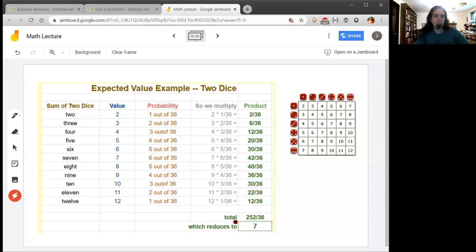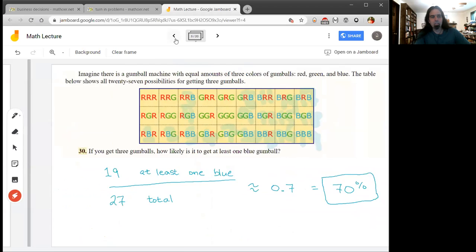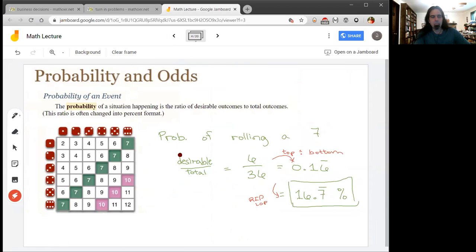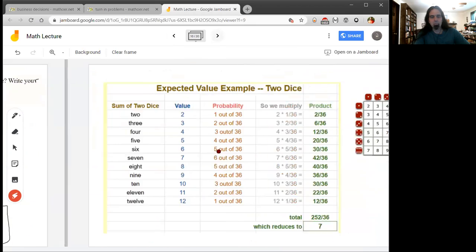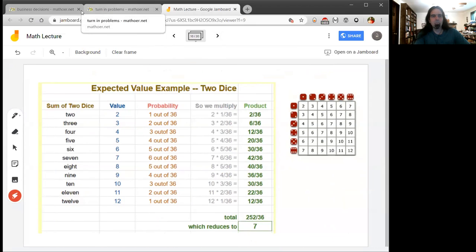So we've just proved what we have been told all our lives, that 7 is the average thing when you roll 2 dice and add them together. It is not only the most common thing, that was back over here, but if you rolled the dice hundreds and hundreds of times, then 7 would be the average amount you came up with.